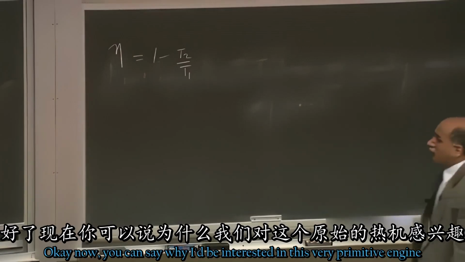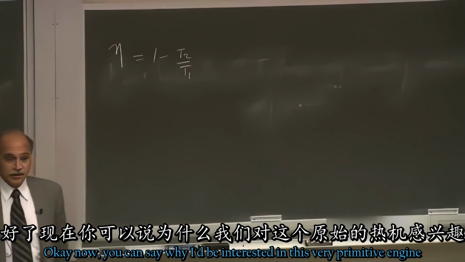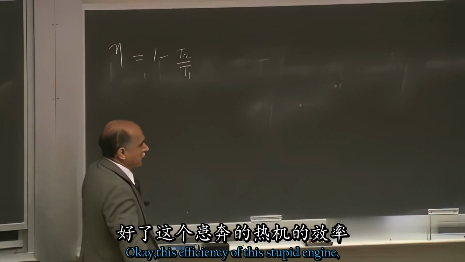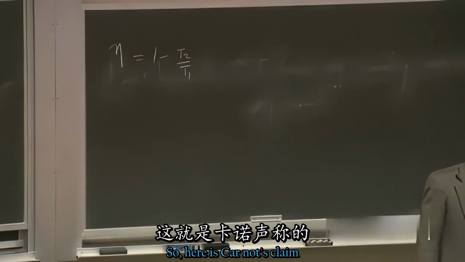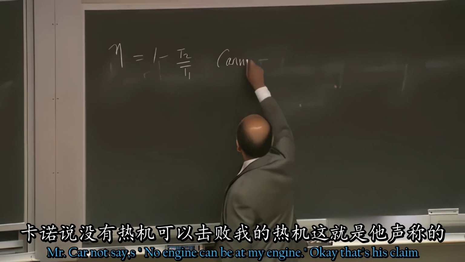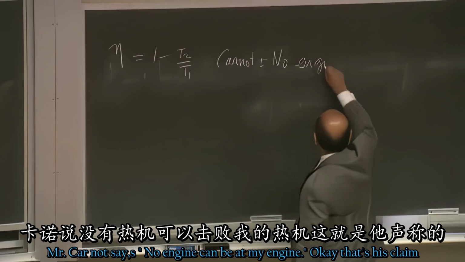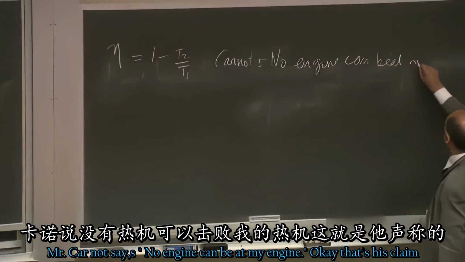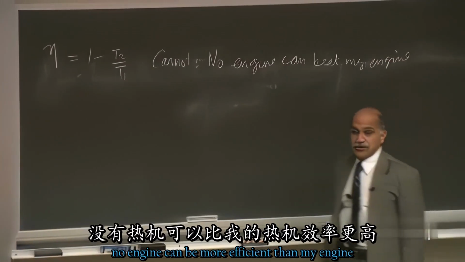Okay, now you can say, why are we interested in this very primitive engine containing a cylinder and gas and so on? This is the efficiency of the stupid engine. I'm sure people can build a better engine. So here is Carnot's claim. Mr. Carnot says, no engine can beat my engine. That's his claim. By beat my engine, he means no engine can be more efficient than my engine.